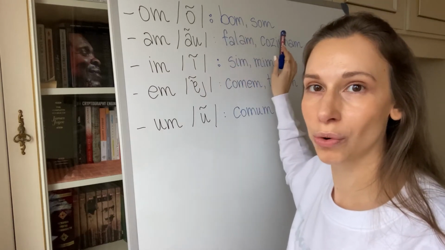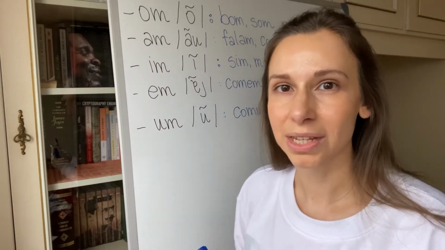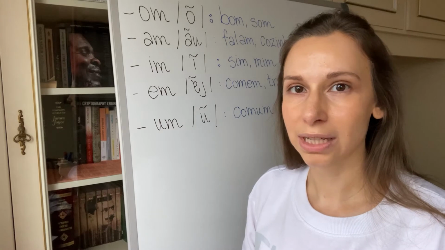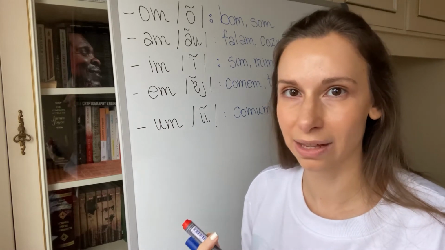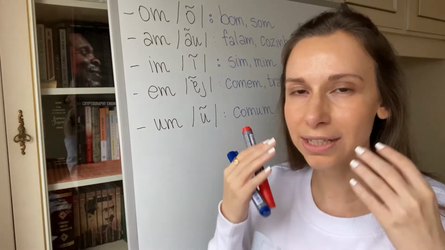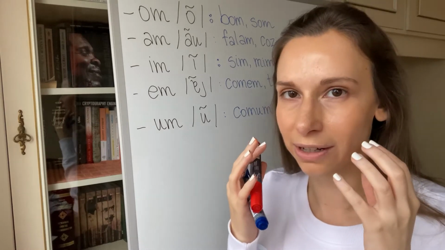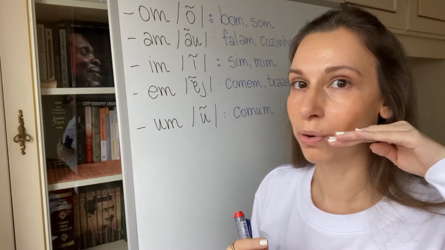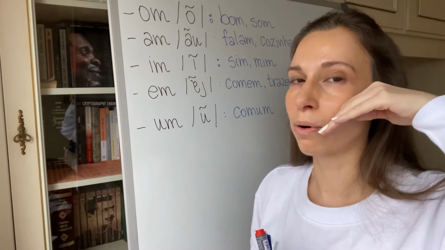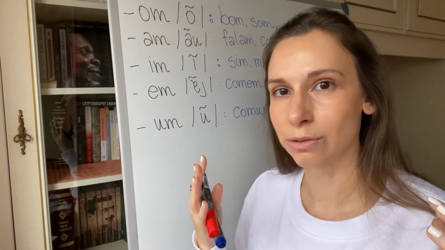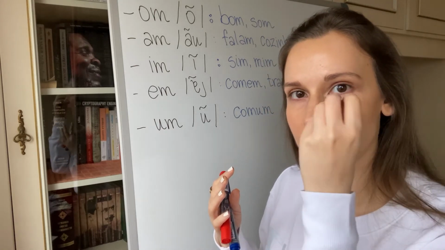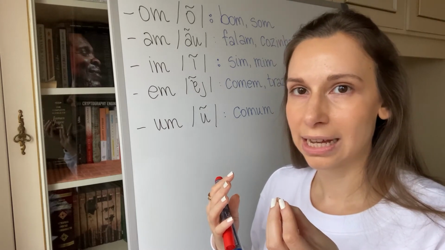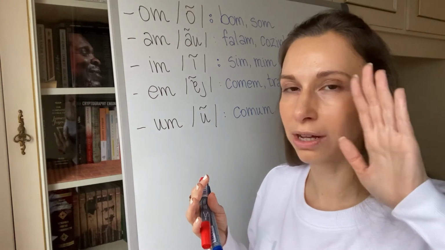Bom, som. How do I make that sound? When you say bom, you have three sounds there. B, O, and that nasal M. So let's take a look at the position of our tongue. What happens? Your tongue is relaxed when you want to say the word bom. So in order for a sound to be nasal, it has to go through the nose, right? The air has to flow through your nose.